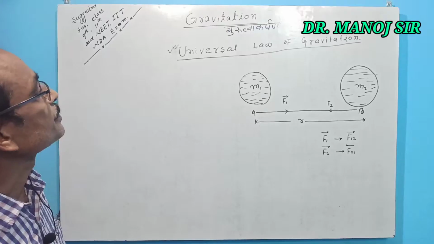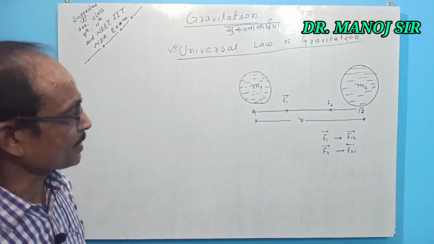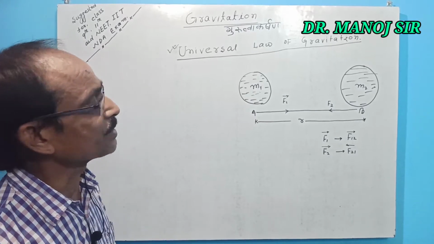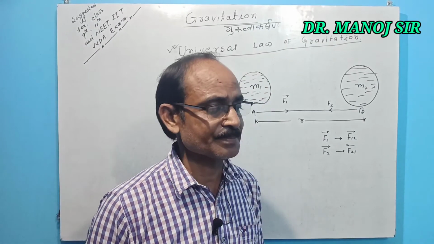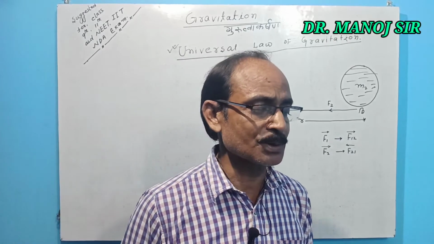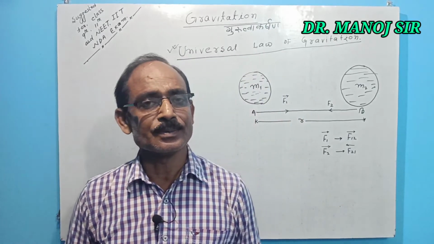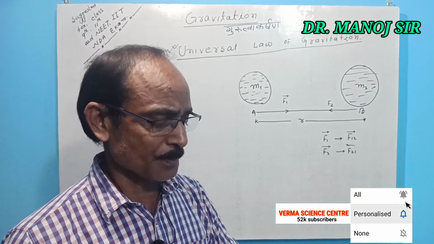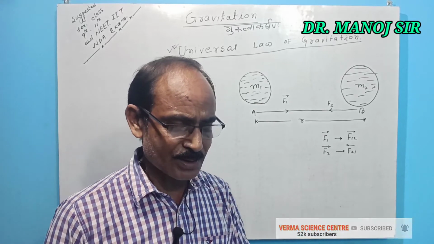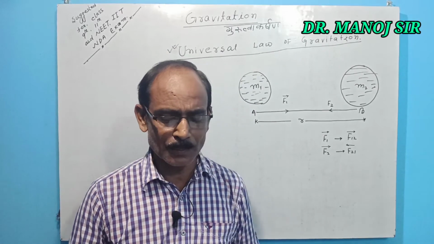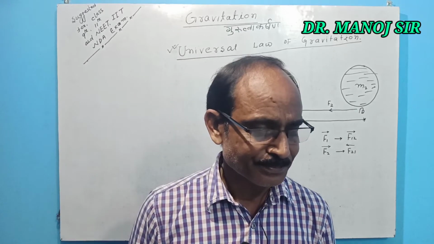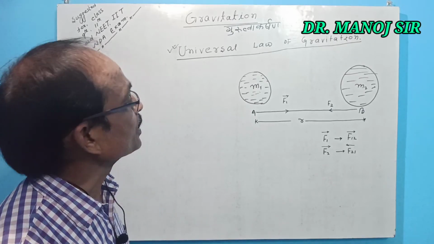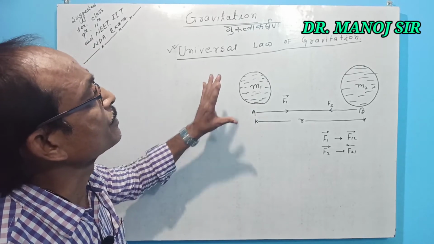Students, the universal law of gravitation was derived by Newton, so it is also known as Newton's universal law, because Newton explained the hypotheses of Nicholas Copernicus and Johannes Kepler in the form of a general theory.